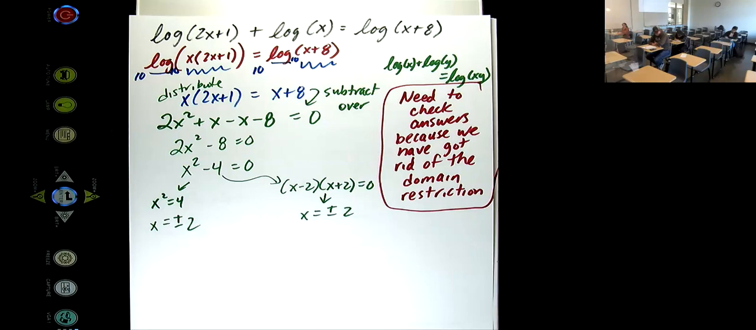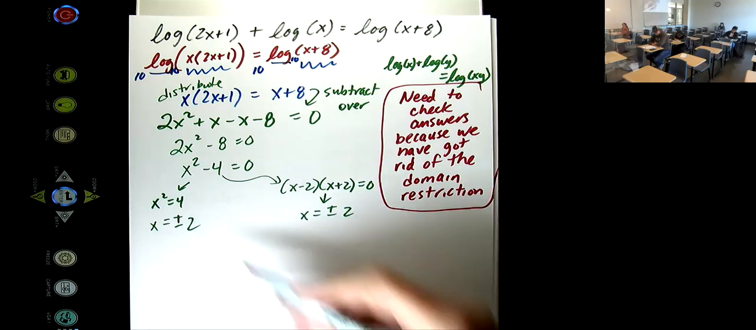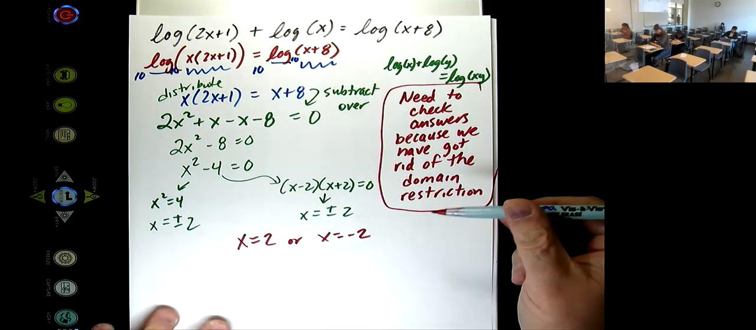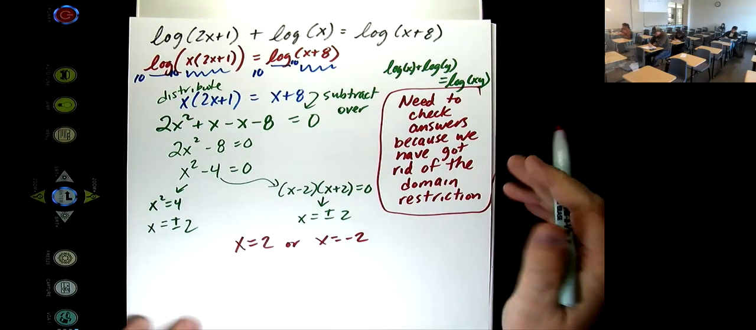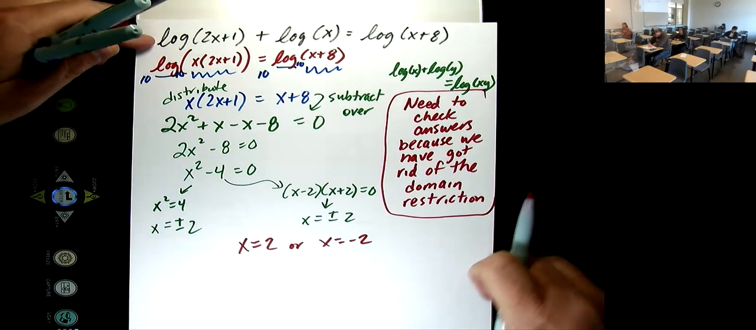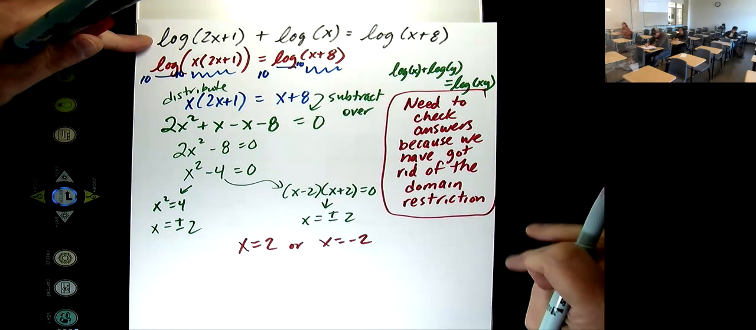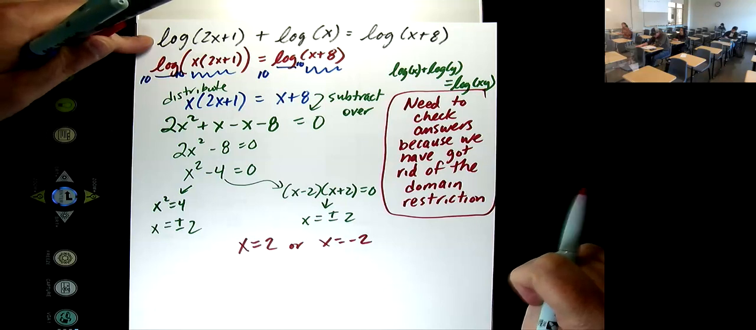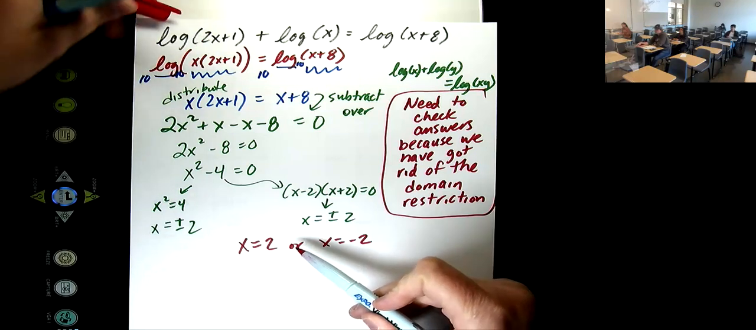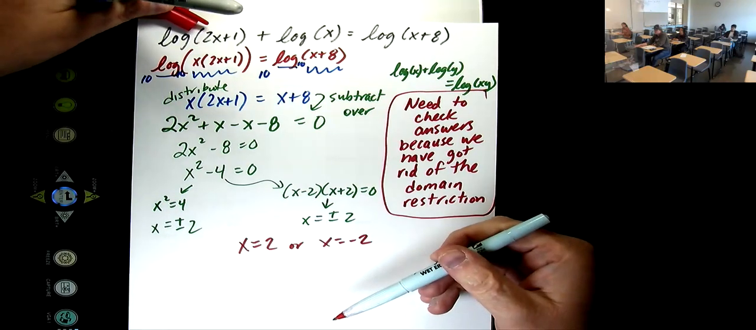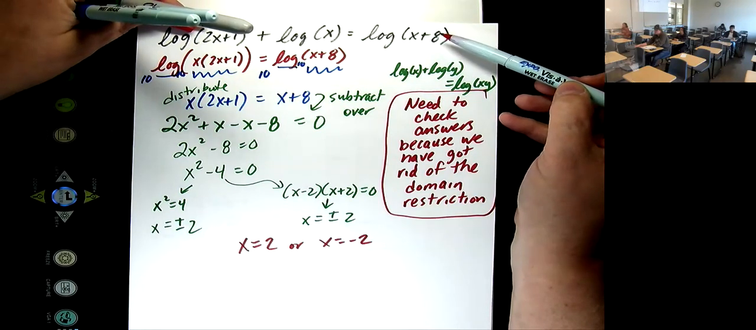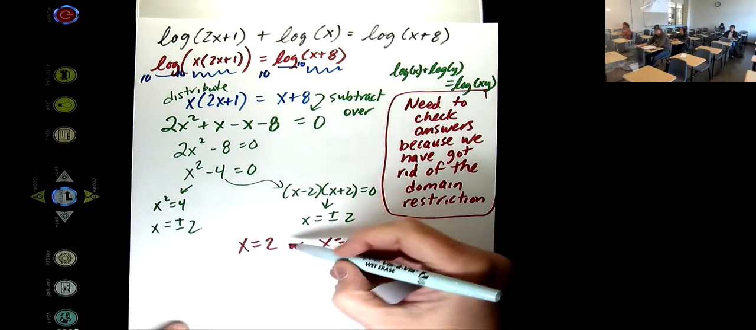So plus or minus 2 means x equals 2 or x equals negative 2. Do I use both of those values in this initial equation? You got to go all the way back up to the top. Let's check it out. If I stick in 2, what do I have as the argument inside the first one? 5. Here I have 2. Here I have 10. None of those are negative. All good. So the x equals 2 works.